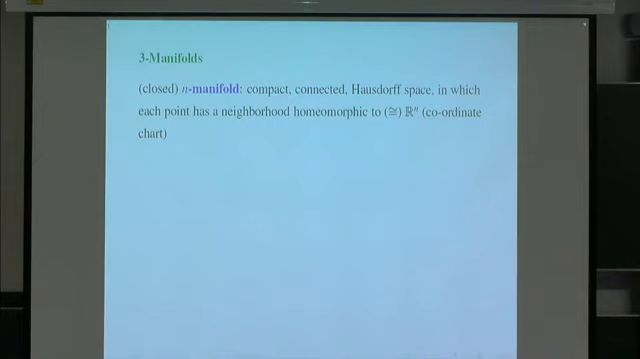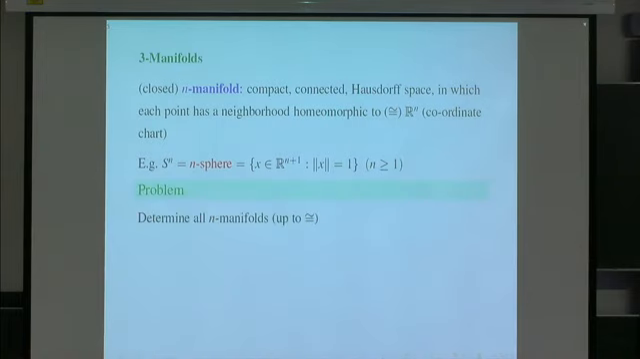Having come up with this definition, Poincaré did that, of course. The canonical sort of n-manifold is the unit sphere in R^(n+1), just the n-sphere. So once we have this definition, you'd like to determine all n-manifolds up to homeomorphism, up to topological equivalence. So let's start off doing that. For n equals 0, there's only one. There it is. There's only one one-dimensional closed manifold, the circle.